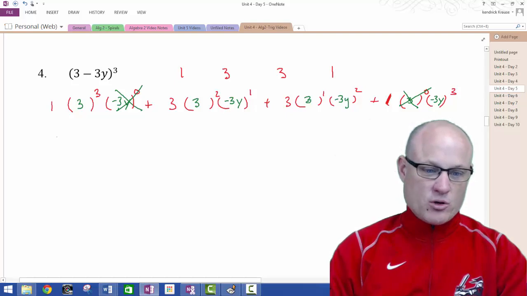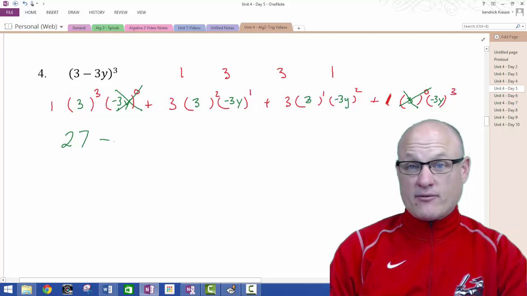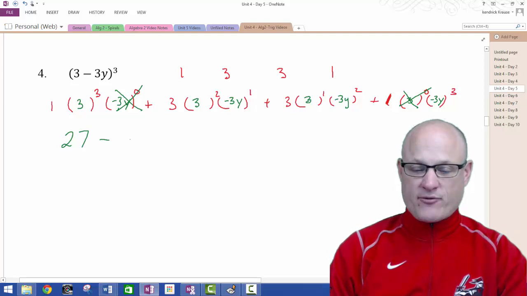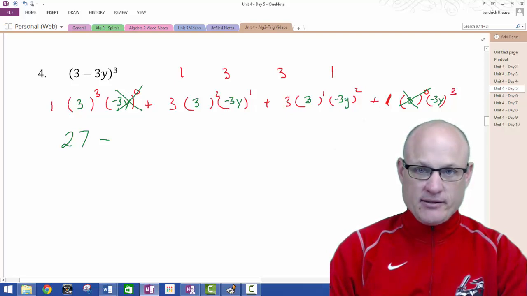Let's go. We're working. 3 cubed, 27. No y's in this particular case. Now, remember what I said. Every other time, we're going to switch. So this will be negative. Now, that's not going to be true in a few minutes. It's going to be kind of weird in a few minutes, and I'll tell you why when we get to that problem. This one, we've got 3 squared, which is 9, times 3, which is 27, times negative 3, which is negative 81.